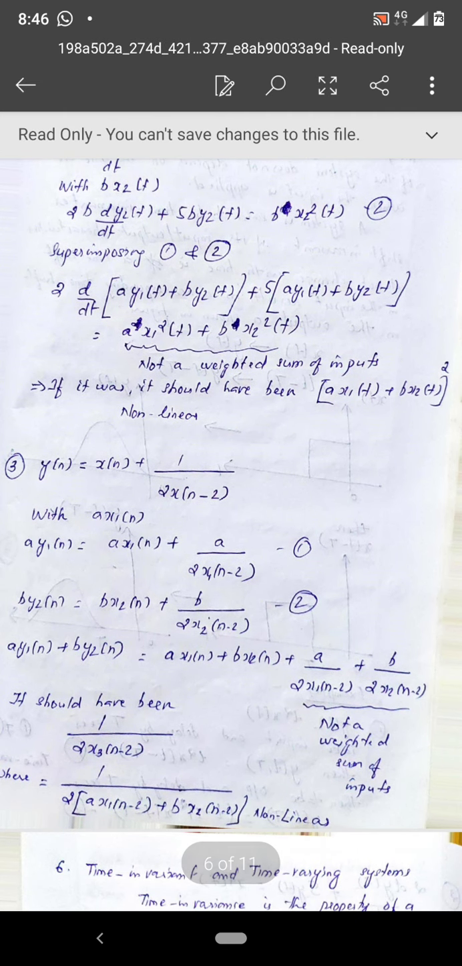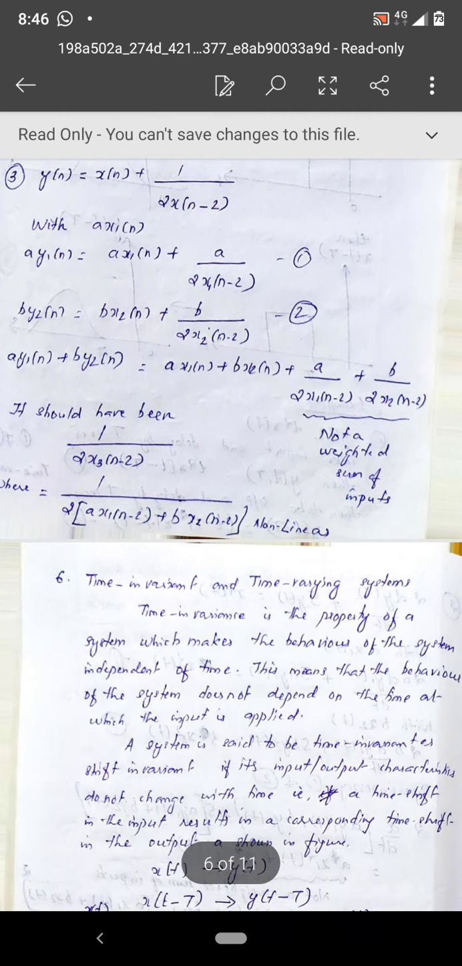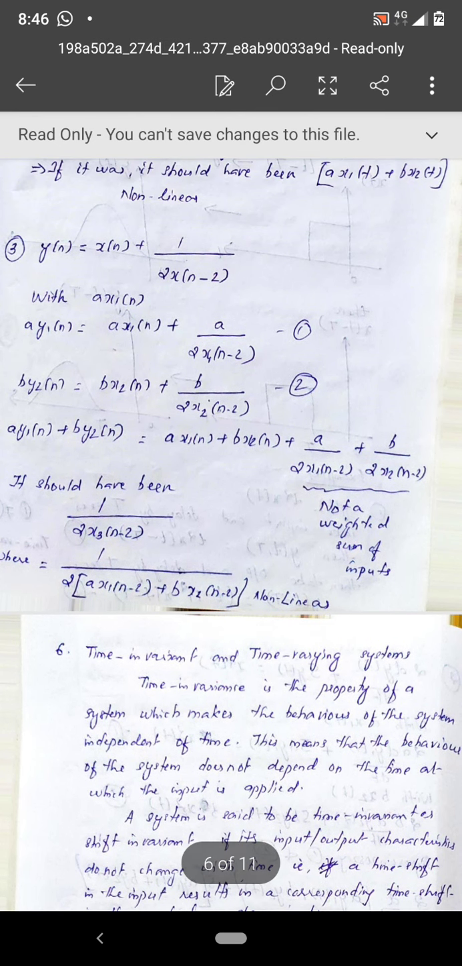Similarly, you can go through the third problem also. The third problem is also not a linear system. You can just refer to that. Same thing, that is for a discrete time system, that is a non-linear system.